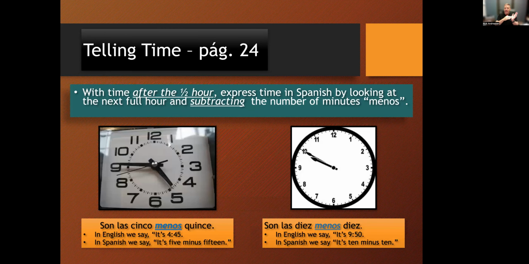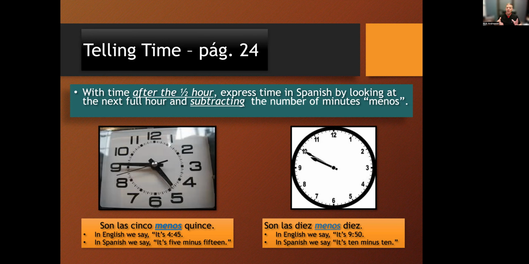When it's after the half hour, so from 31 through 59, we don't add minutes, we take away minutes from the next hour. So it's like saying in English, it's 10 to 12. What time is it? It's 10 to 12. Well, it's 11:50. But another way of saying that is it's 10 to 12, or it's 20 till 6, whatever it is. But we're taking minutes away. So you're going to look at the next hour and then subtract the number of minutes that it lacks, that it falls until that next hour.